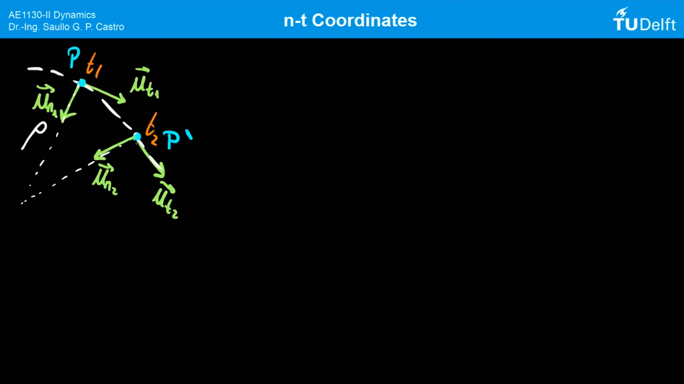Let's consider again our curvilinear path shown here at two different instants t1 and t2. At t1 we have the position point defined by point P, and at t2 it's point P prime. At each respective point we have the base vectors in the tangential and normal directions.